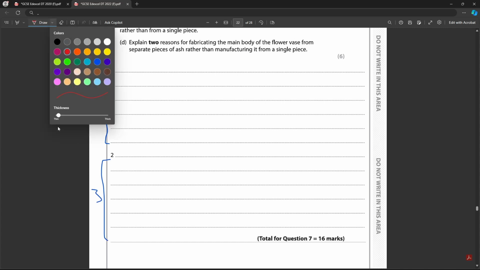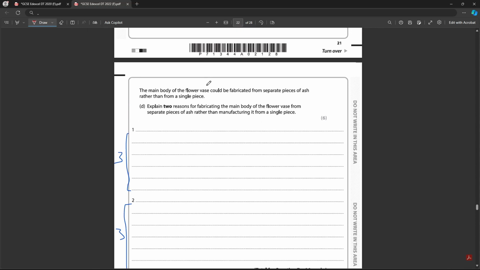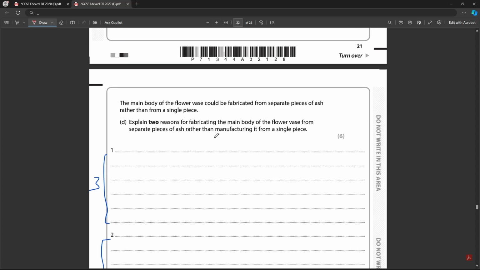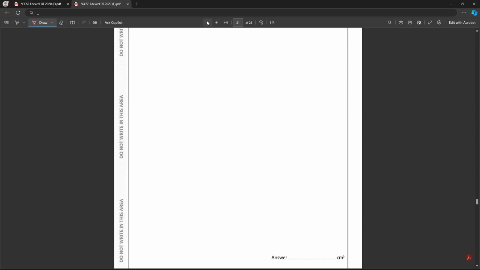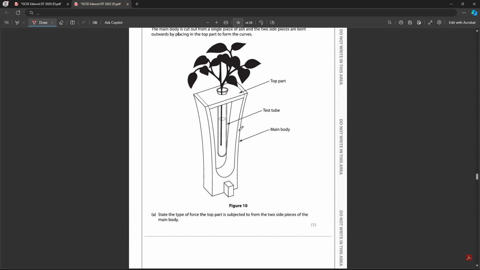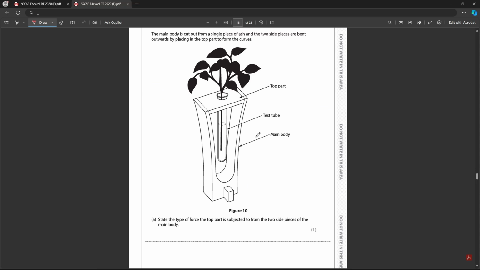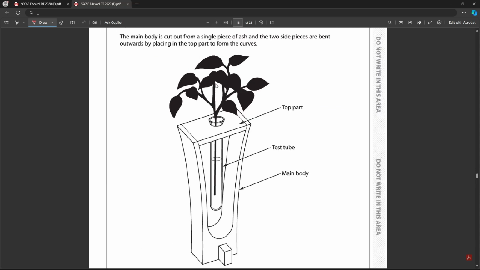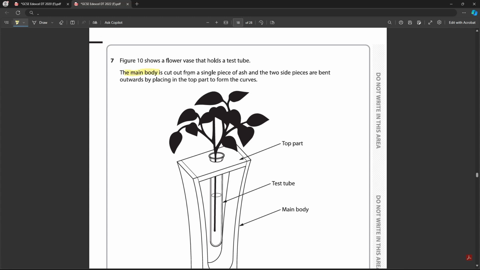Let me change the color on this. Okay, so the main body of the flower vase could be fabricated from separate pieces of ash rather than from a single piece. Explain 2 reasons for fabricating the main body of the flower vase from different separate pieces of ash rather than manufacturing it from a single piece. So let's actually have a look at the question, because this is part D of the question. That's the calculation question. Okay, so here's the actual question itself. So here's the vase we're talking about, made from ash. So the main body is cut out from a single piece of ash, and the 2 side pieces are bent outwards by placing in the top part to form the curves.